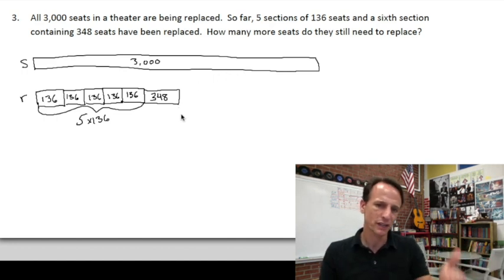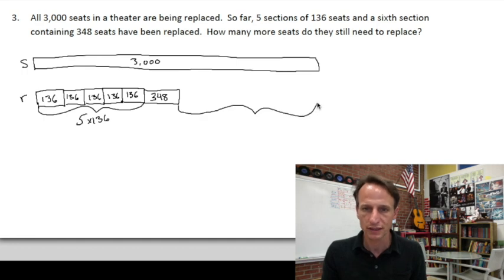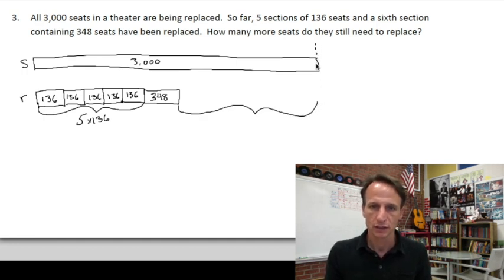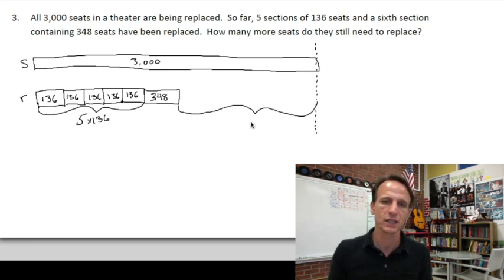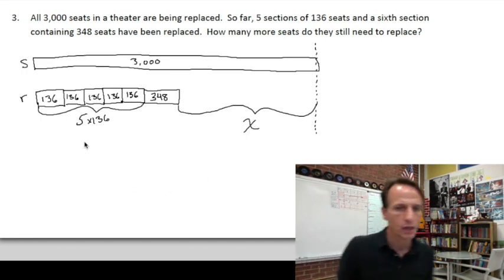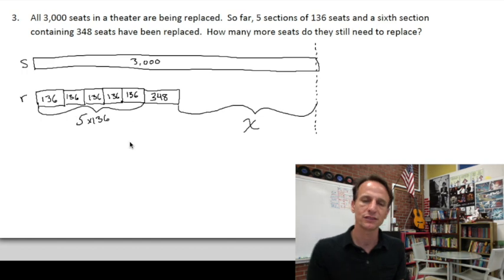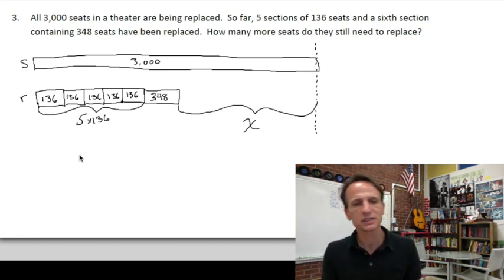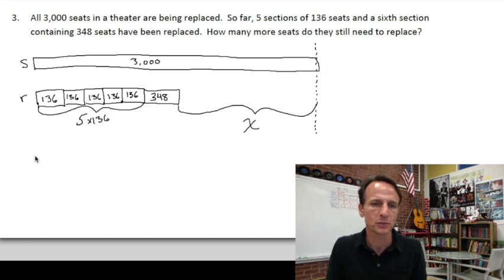Now you see why I drew it this way? We're trying to find the difference between them. And I'll do my infamous dotted line here. We're trying to find the difference between them. That's what we need, and let's just go ahead and call that x again. Okay, so now the advantage of drawing these diagrams, as you can see, exactly what we need to do. We need to first calculate all the replaced seats and then just subtract it from the total number of seats.